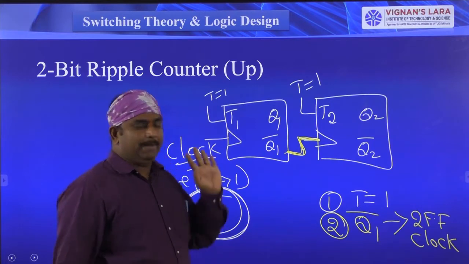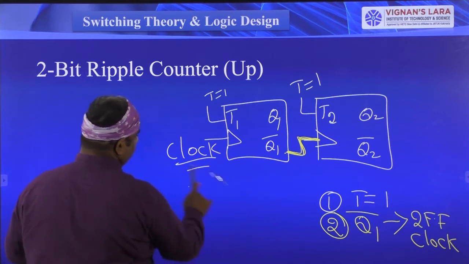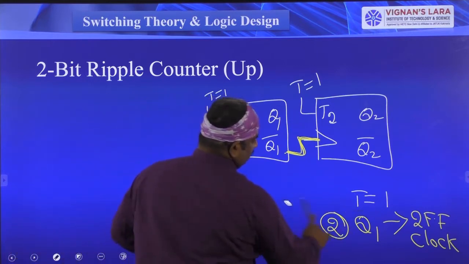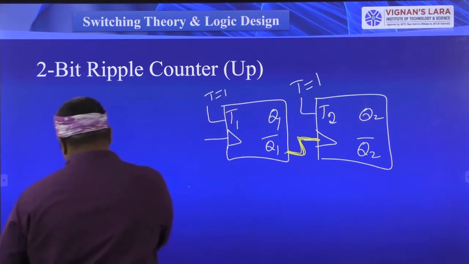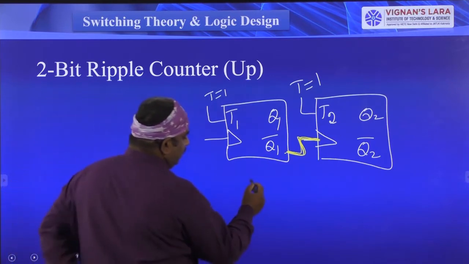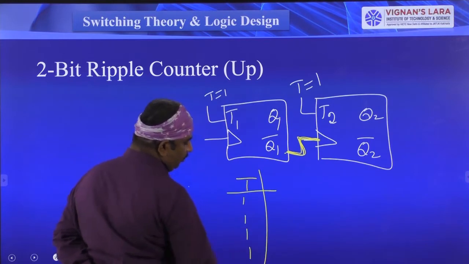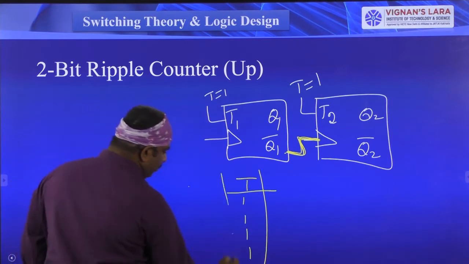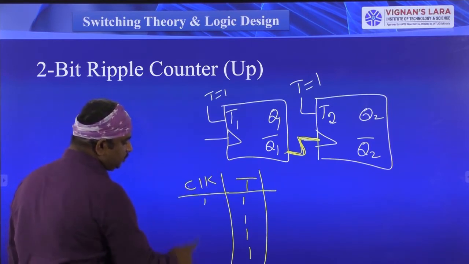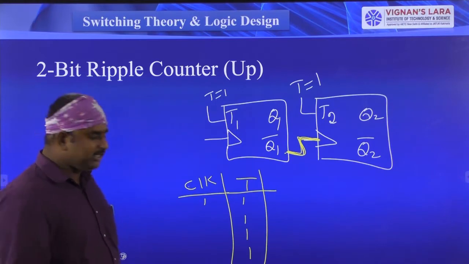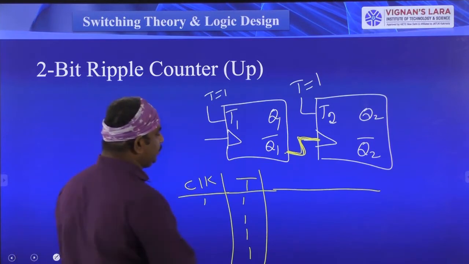Now see what happened here. I am taking T input equal to 1 for all the combinations. Now I am taking the clock also. So give the first clock pulse, second clock pulse, third clock pulse, fourth clock pulse in order. Next, here we have totally two outputs, Q1 and Q2.